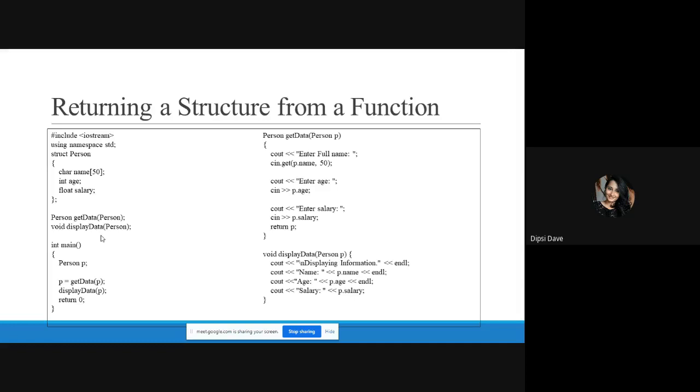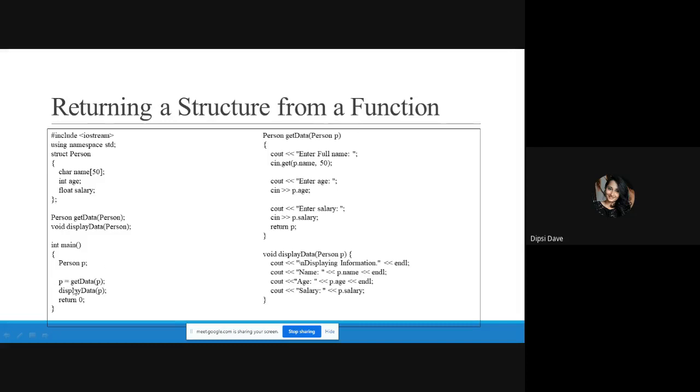Structure like person. So now instead of asking the user to enter data in the main function, we are calling the get data function. What we have done is declared a structure variable p. We are calling the function get data by passing the structure p, and as the get data function is returning a structure, we have written p equals to get data p. So whatever data is given by the user will be stored into p.